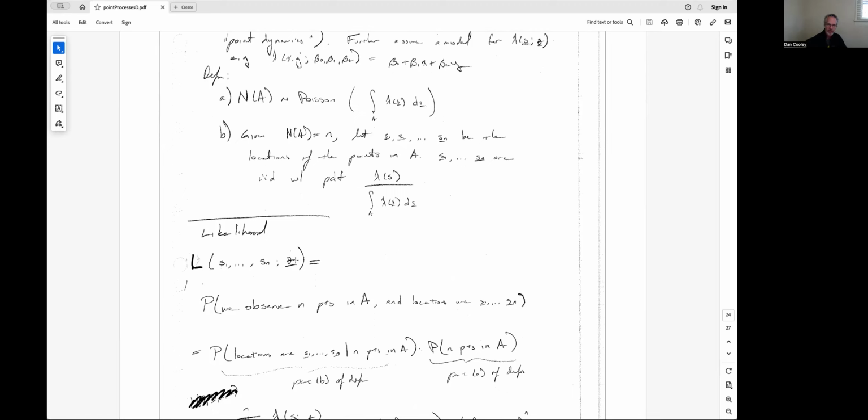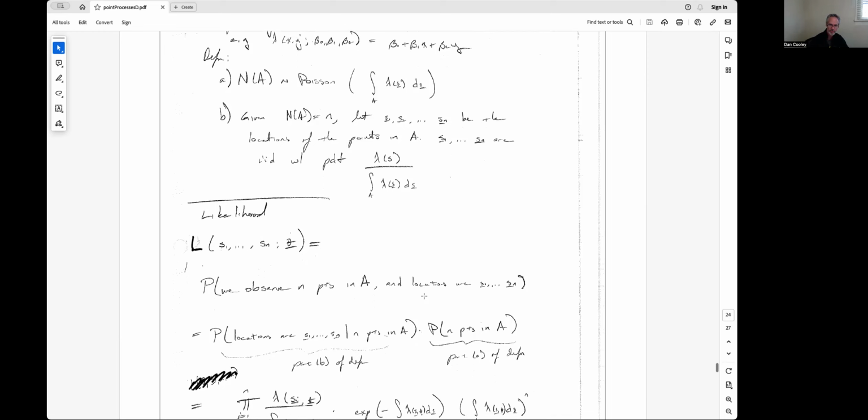Okay, so let's think about our likelihood. We're going to think of it as a function of some parameters theta. Going back to our definition, I think a place to start would be to say this is at least maybe not equal to, but proportional to the probability that we observe n points in A. So we know what our points are. We're starting with knowledge of not only the number of points, but also their locations. So what is the probability that we observe n points in A and their locations are given by S1 through Sn?